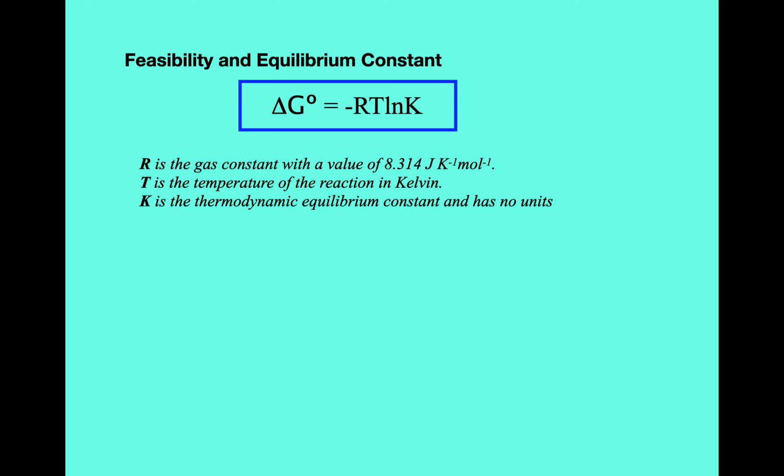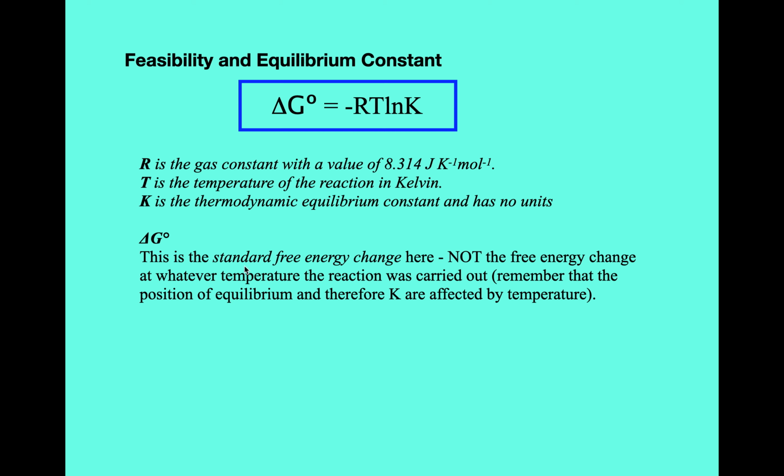K is the thermodynamic equilibrium constant and has no units. Well, K potentially would have units, wouldn't it? But because it's a log, a natural log, ln, it loses its units, so we don't worry about that. Delta G with a little circle here means that it's the standard free energy change.